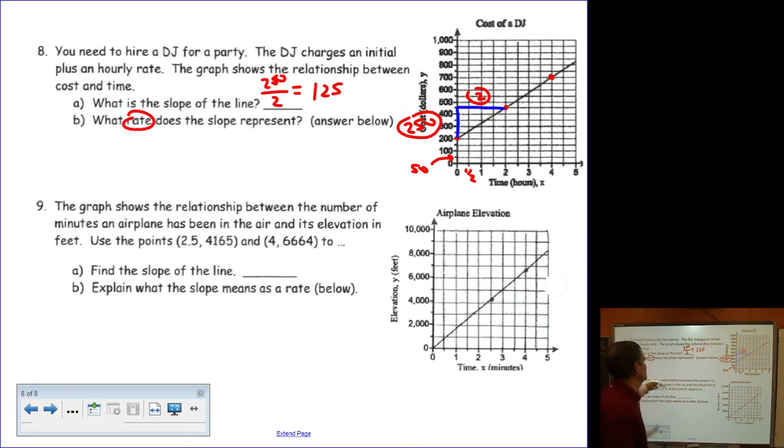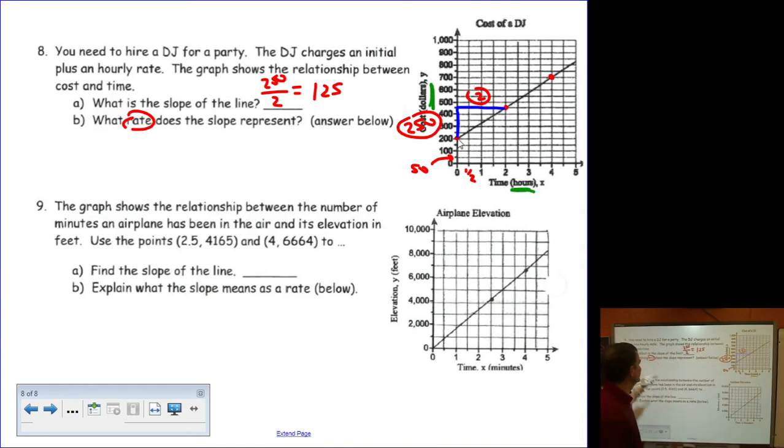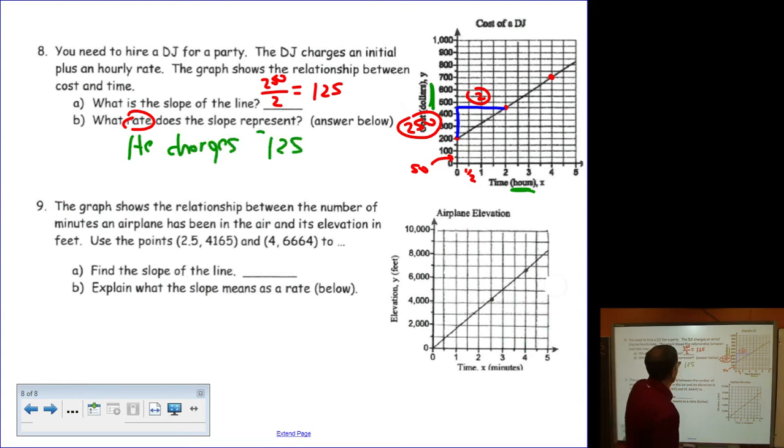And so the rate would be the same as the slope. It'd be 125, and the units would be dollars per hour. He charges $125 per hour. That would be his rate, $125 per hour, right?